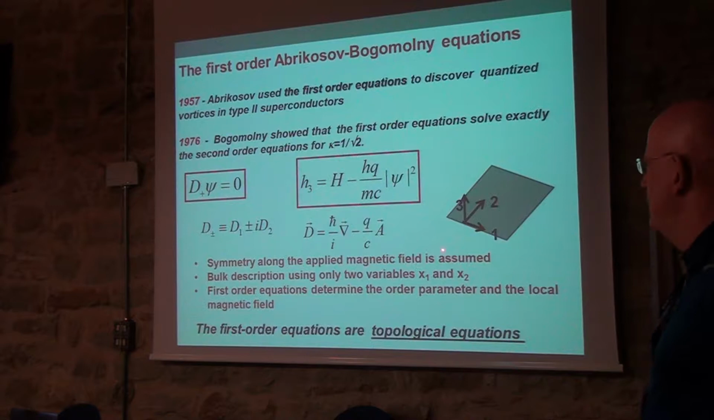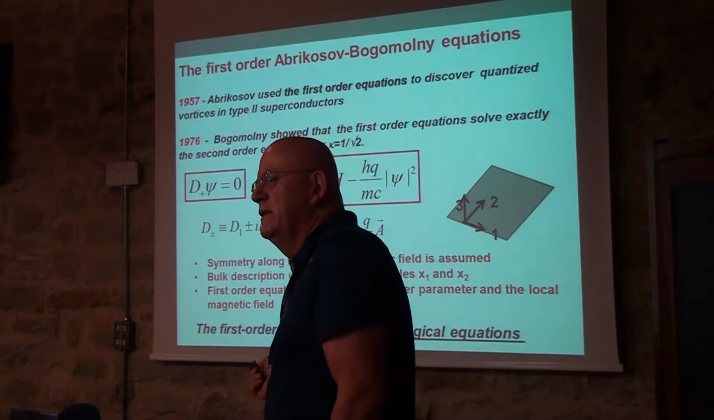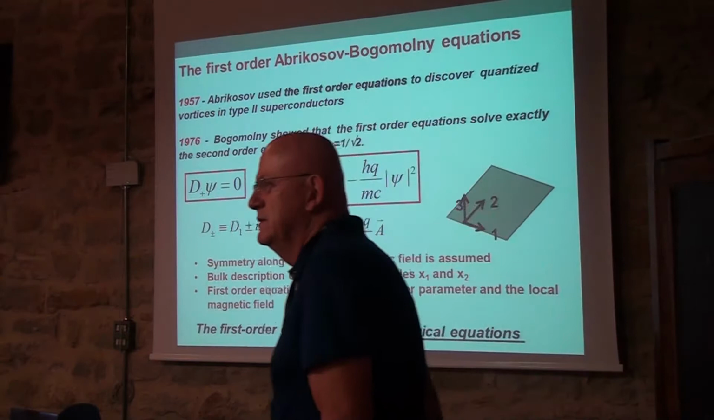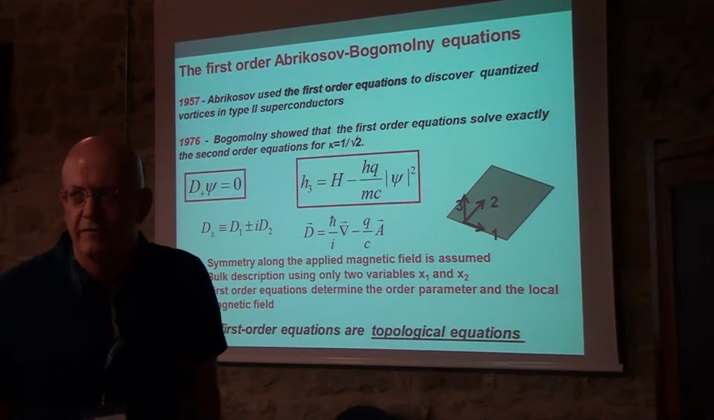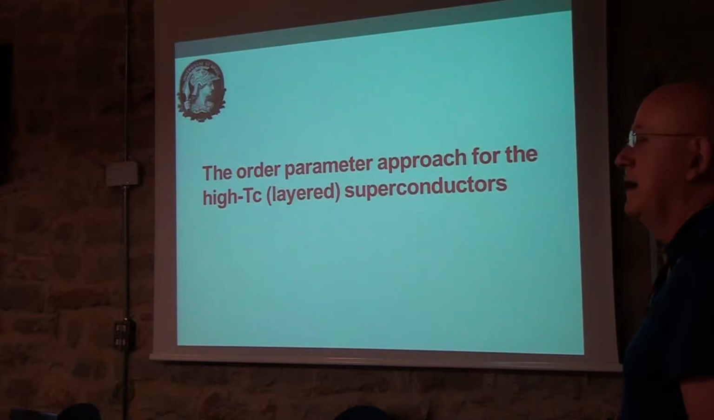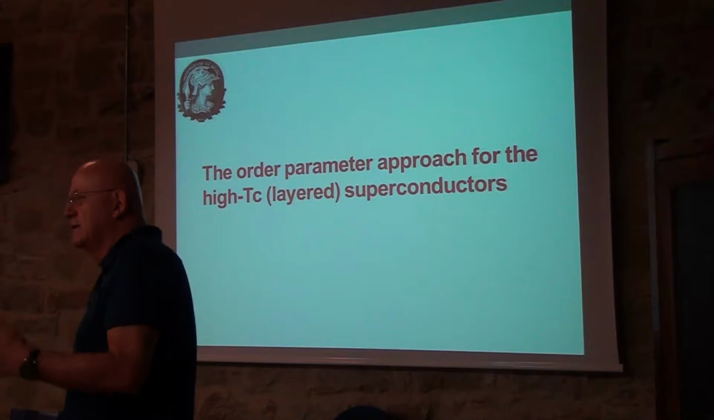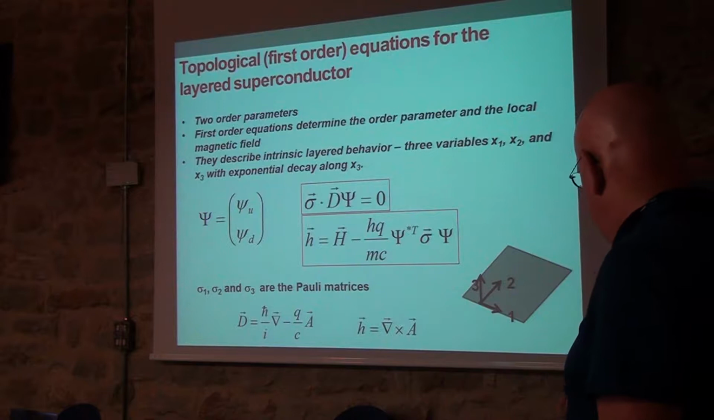I often call them topological equations because my point here is that they belong to a family of equations that, besides the Abrikosov-Bogomolny equations, includes the Seiberg-Witten equations that predict monopoles in four-dimensional space. And I will introduce here another set of equations that I claim are as important to understand high-TC superconductors as those were important to understand low-TC superconductors. And these equations are the following ones.